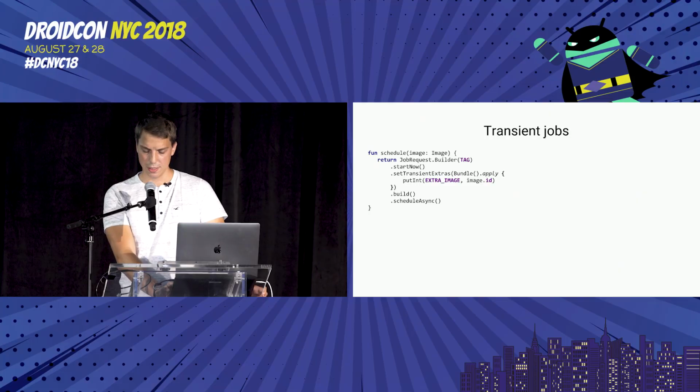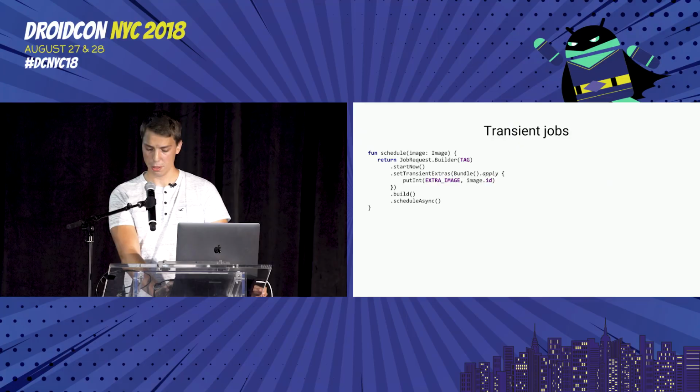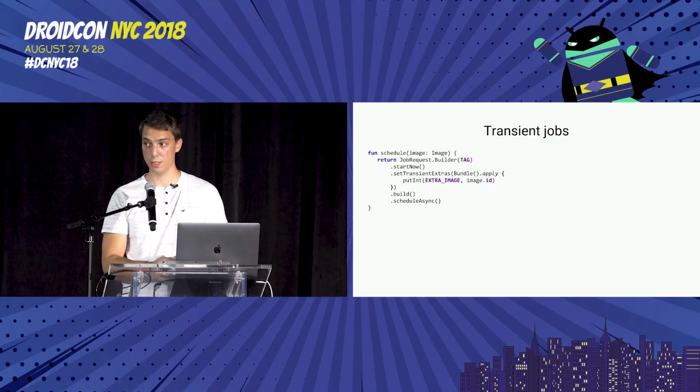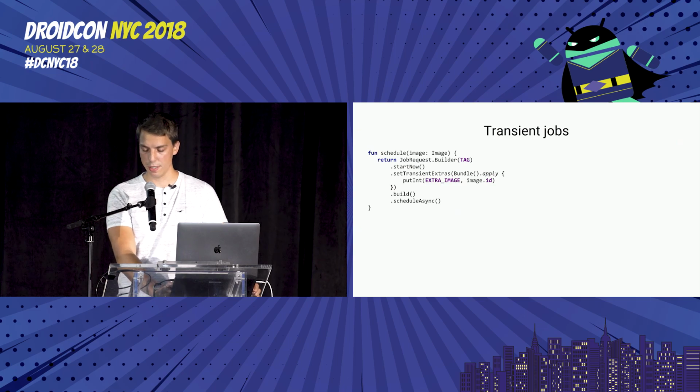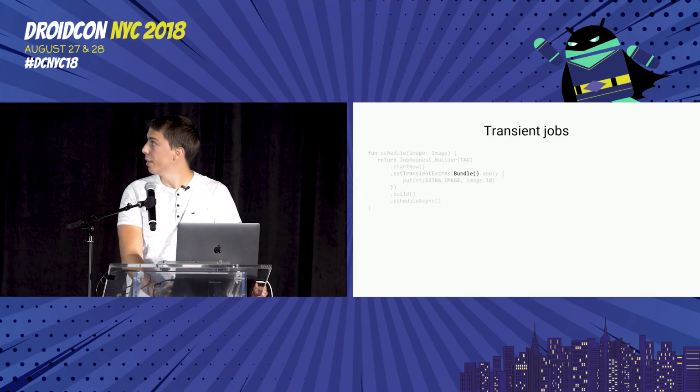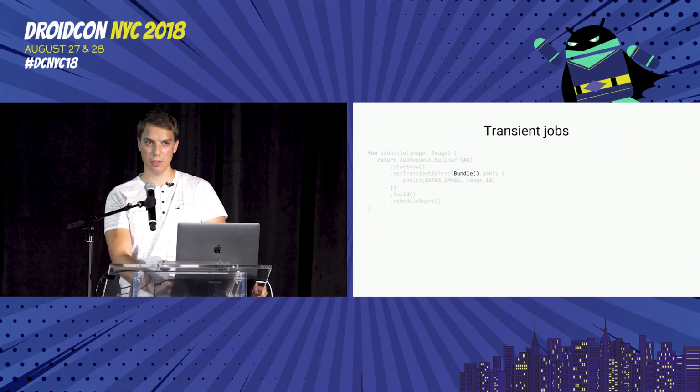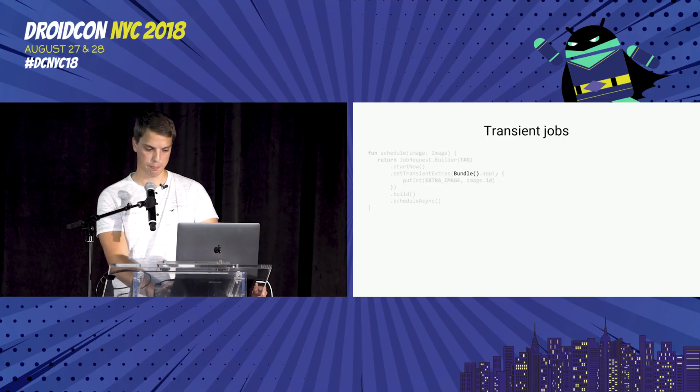Next difference is transient jobs. That's actually an API from JobScheduler that I backported in Android Job. And it's not that often used, but sometimes it can be helpful. The difference between transient jobs and normal jobs is that normal jobs are persisted across reboots, and you don't have this with transient jobs. So if your application dies or the device reboots, then your job is gone. Sometimes it's helpful. The good thing about this API is that you can use real bundles as extras, so you don't need to rely just on primitive types or strings.